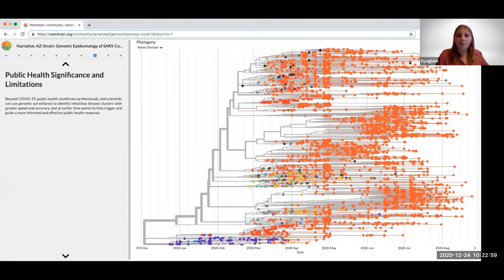These stories from Arizona highlight the value of genomic epidemiology in public health practice. We are fortunate to have so many Arizona genomes, as seen in red on this tree, to help us gain a more detailed picture of COVID-19 in our state.